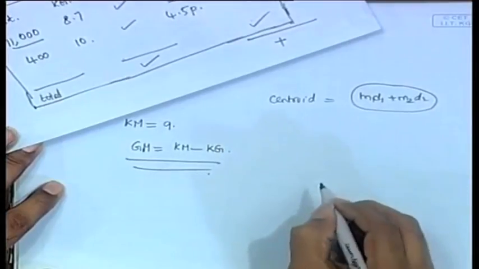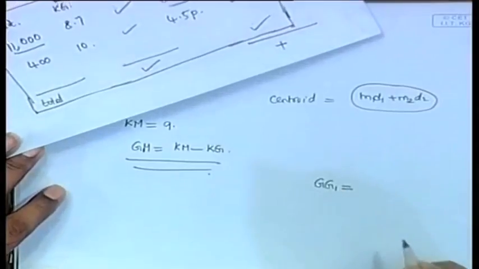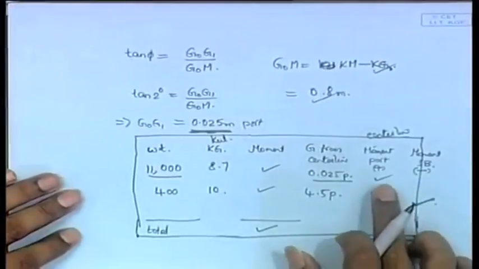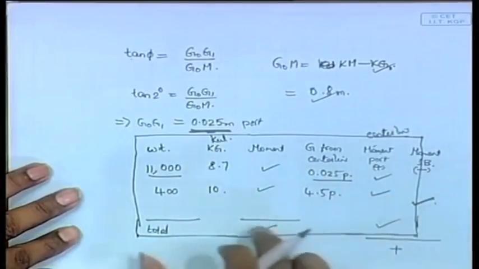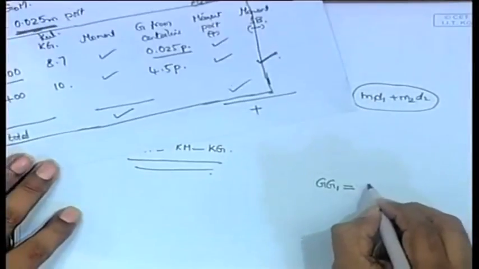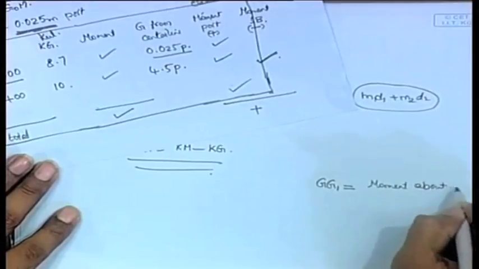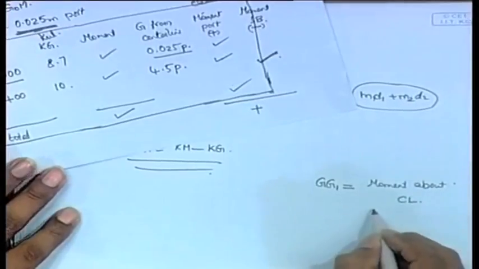Now you have to find what is your g1, okay. That means what is your net horizontal movement of g. How will you get that? You have the net horizontal movement, you have the total weight. When you divide the net horizontal movement by the total weight, it will give you the net horizontal movement of the g. So g1 is the moment about the center line. Note that this is again about the center line, divided by the displacement.